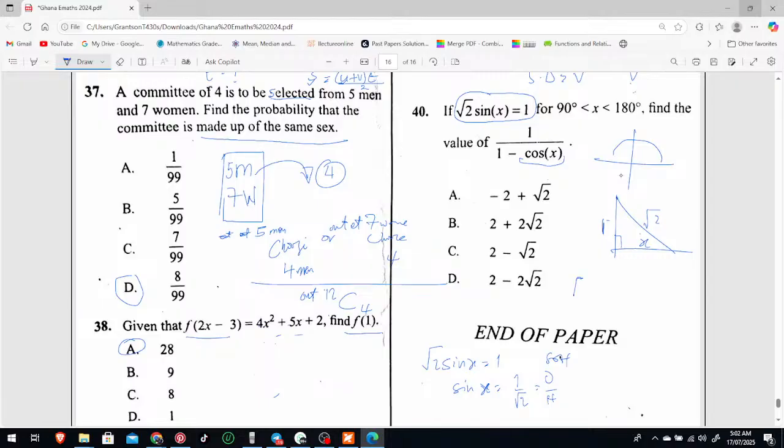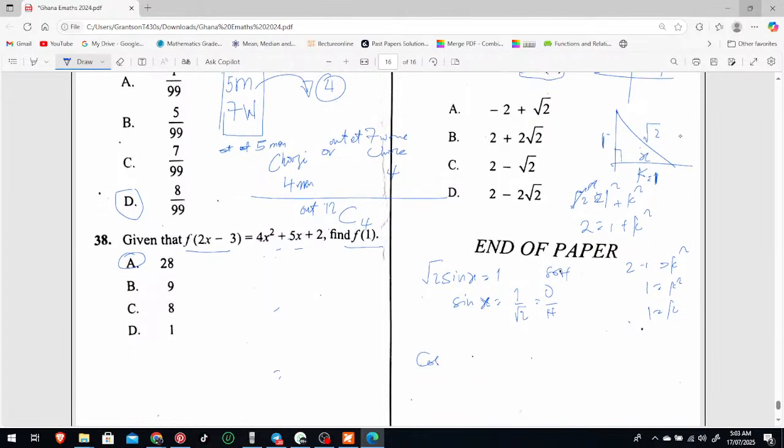So root 2 squared equals 1 squared plus k squared. You get 2 equals 1 plus k squared. So 2 minus 1 equals k squared. 1 equals k squared, so 1 equals k. Come and put it here. Now find cos x. So cos x equals adjacent over hypotenuse, adjacent 1 over hypotenuse root 2. So cos x is 1 over root 2.